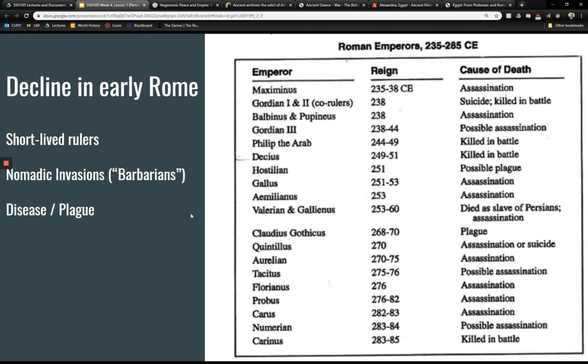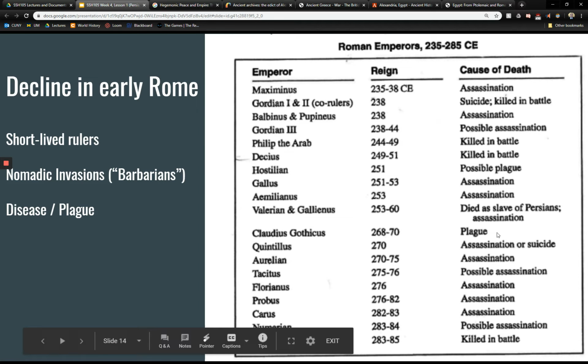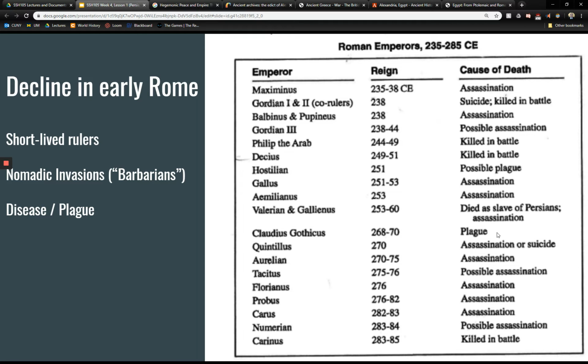Also things like disease and plague. You can see one of the rulers, Claudius Gothicus here, dies of plague. And diseases and plagues, as you know from right now, the spread of coronavirus can have a really strong impact on a state's ability to be effective in terms of its governance. And so we have a plague here in 251, possibly, and a plague here in 260 or 270, and probably several others.